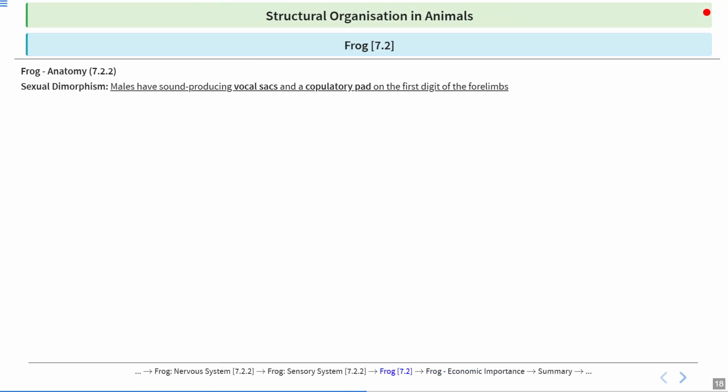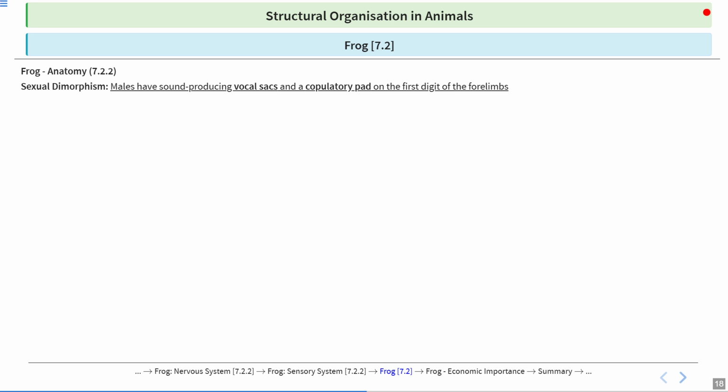Sexual dimorphism. Males have sound-producing vocal sacs and the copulatory pad on the first digit of the forelimb. So this is showing the sexual dimorphism. What does this term mean, sexual dimorphism? That just by seeing the external morphology of the frog, you can determine that this is the male one and this is the female frog.